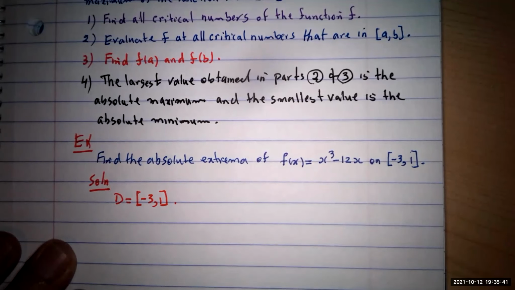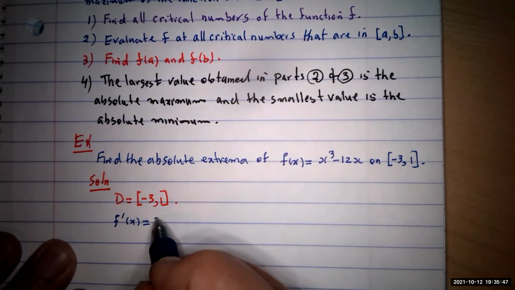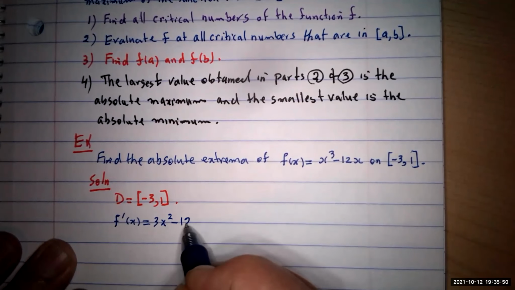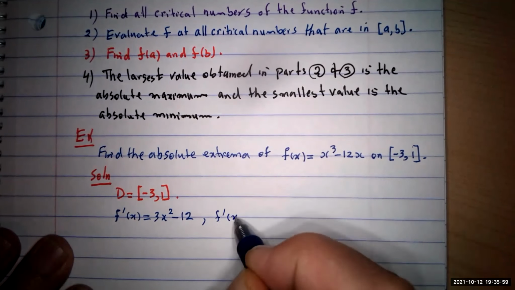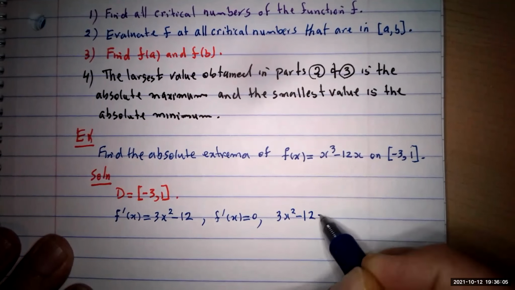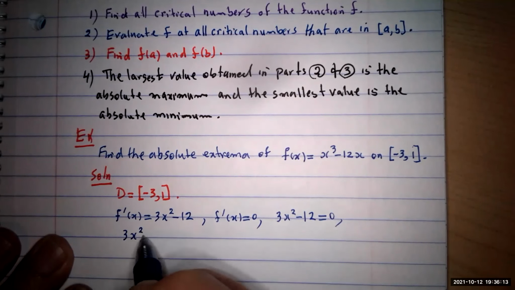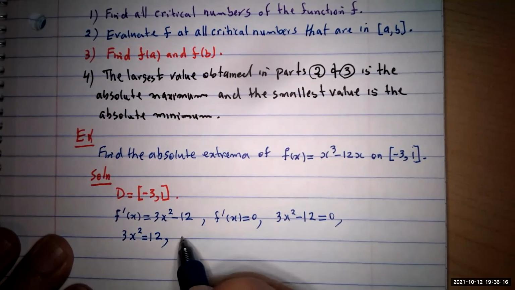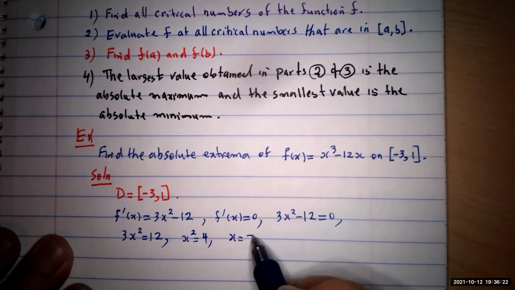So find f prime of x. Step one, f prime of x is going to be 3x squared minus 12. Double check the derivative, because that's a crucial part of the problem. Just make sure you don't miss it. Let it equal to zero and solve this equation: 3x squared minus 12 equals zero. It can be done most of the time by factoring. In this case, you can move the 12 to the other side, so 3x squared equals 12. So x squared is 12 over 3, which is 4. So x would be positive or negative 2.